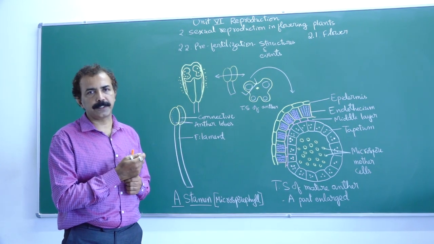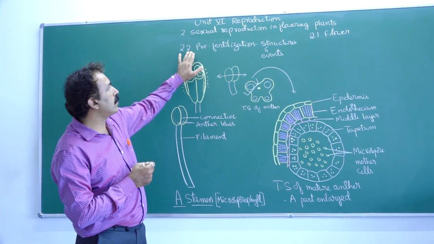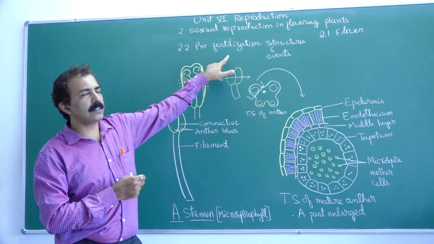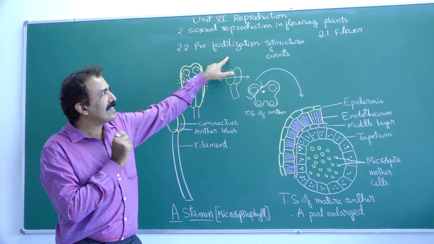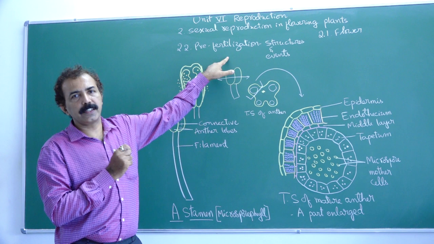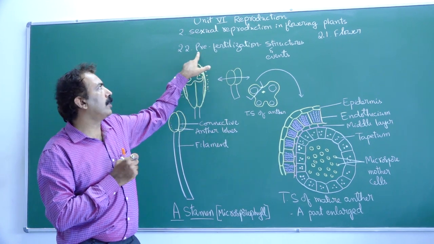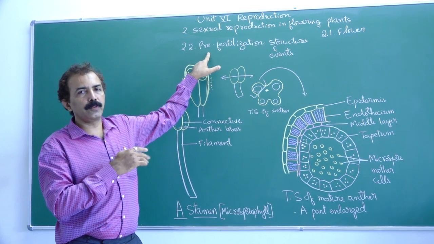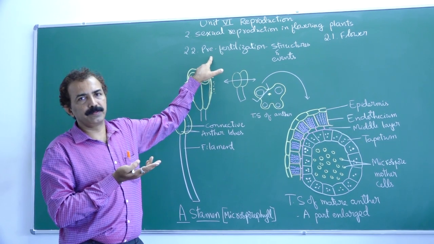understand stepwise how exactly sexual reproduction takes place. Let us now concentrate on the second topic of this chapter: pre-fertilization structures and events. Obviously, we need to concentrate on 2 different structures, namely the male part of the flower and the female part of the flower.